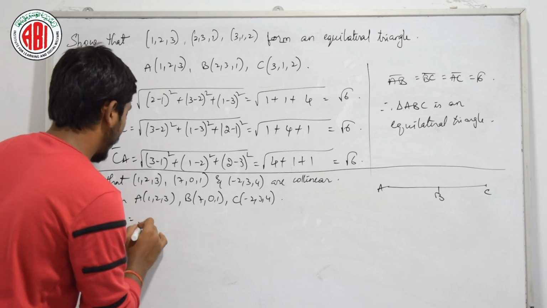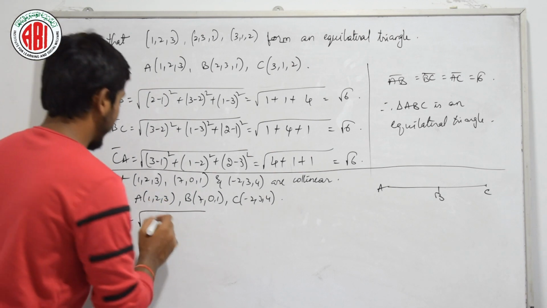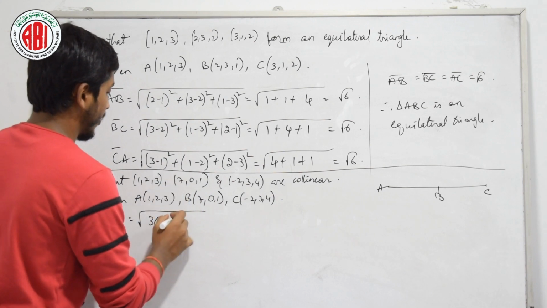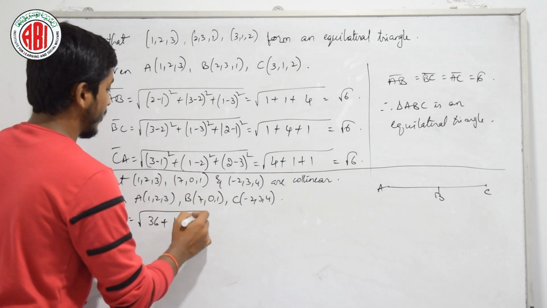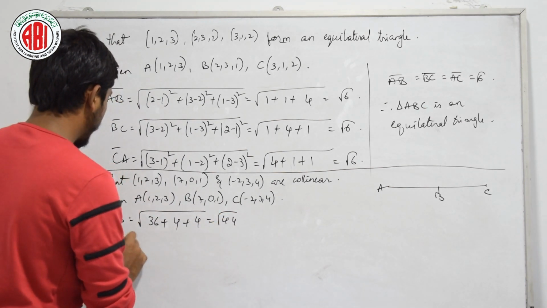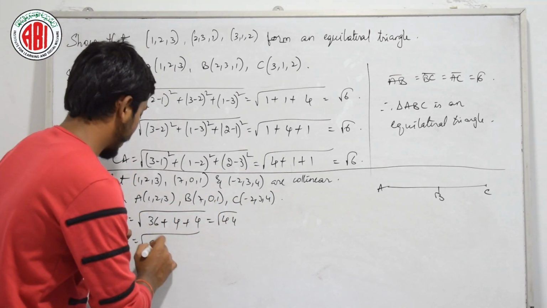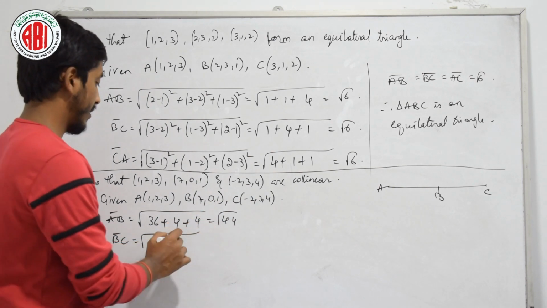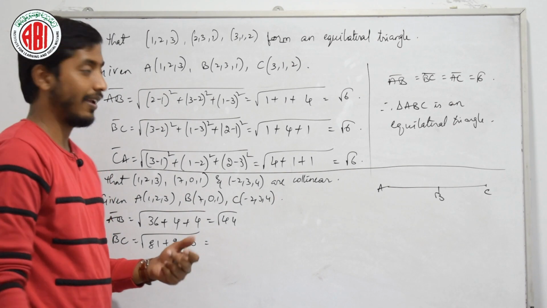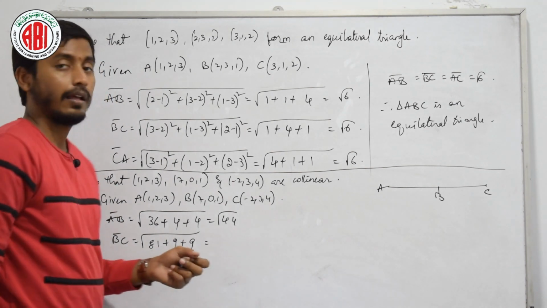I am writing still more in the direct form here. 7 minus 1 is 6, 6 squared is 36, plus 0 minus 2 is minus 2, squared is 4, 1 minus 3 is minus 2, squared is 4. Here it is root 44, right? BC, what is BC? Minus 2 minus 7 is minus 9, squared is 81, plus 3 minus 0 squared is 9, 4 minus 1 squared is 3 squared, which is again 9.